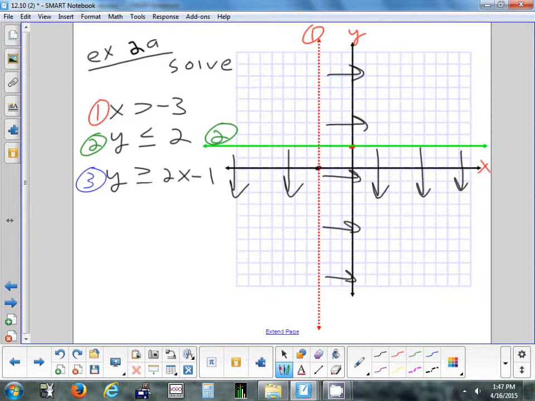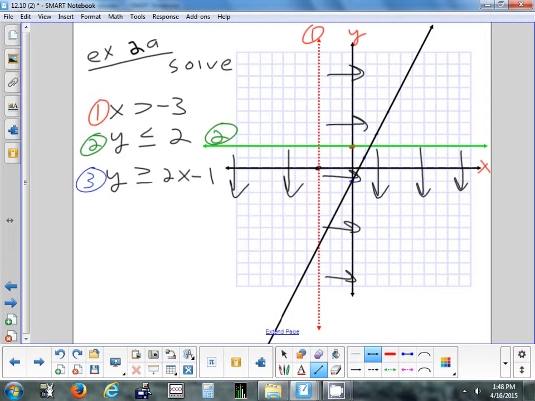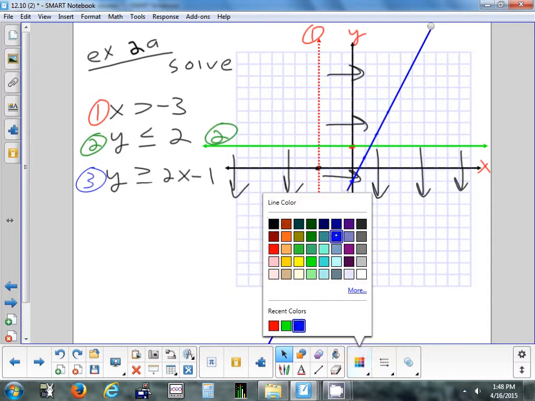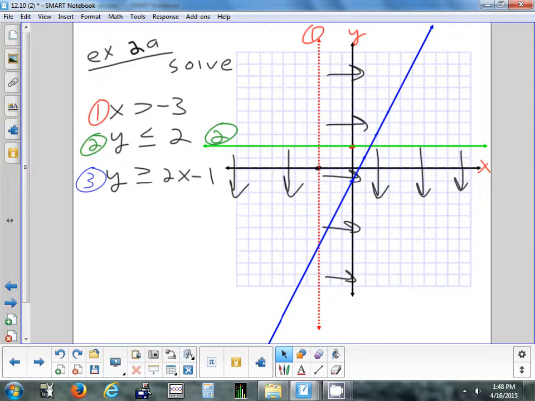Okay, how do I graph this last one? First, put a dot at negative 1, and then up to the right 1. Up to the right 1. Okay. Now put that line in blue. Solid or dotted? It's solid. Okay, and make that blue. That's line 3.